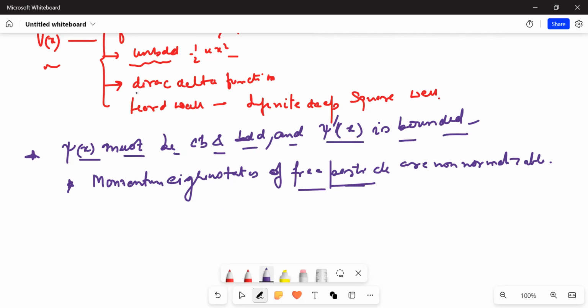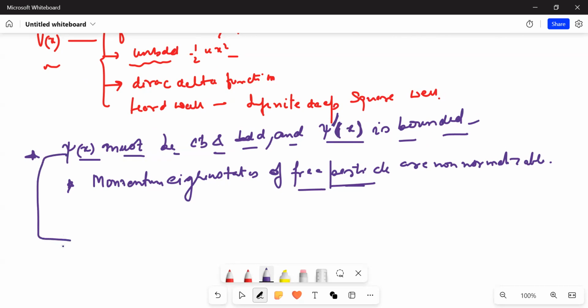So for example, if I'm solving infinite deep square well, then I may normalize my wave function. But if it's not required, I'll not do it. Okay. So first condition very much true, that is psi x must be continuous and bounded. So, and psi dash also should remain bounded. I'm not writing that psi dash must be continuous, because we've seen that for hard walls, psi dash bears a finite discontinuity. For Dirac delta function, psi dash bears a finite discontinuity. So I'm just writing psi dash must be bounded.